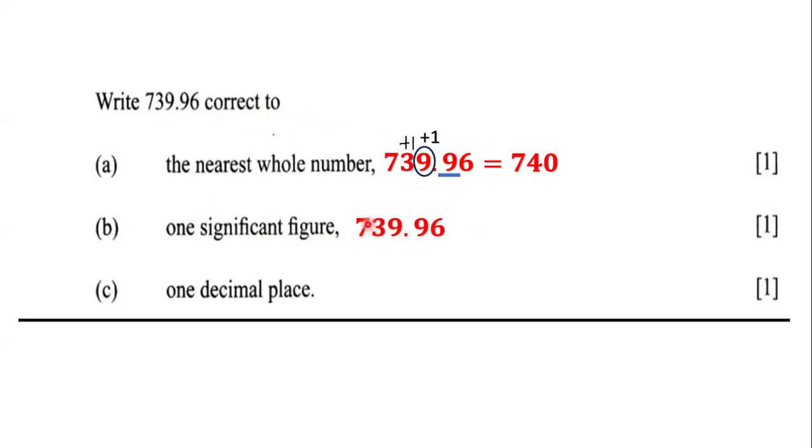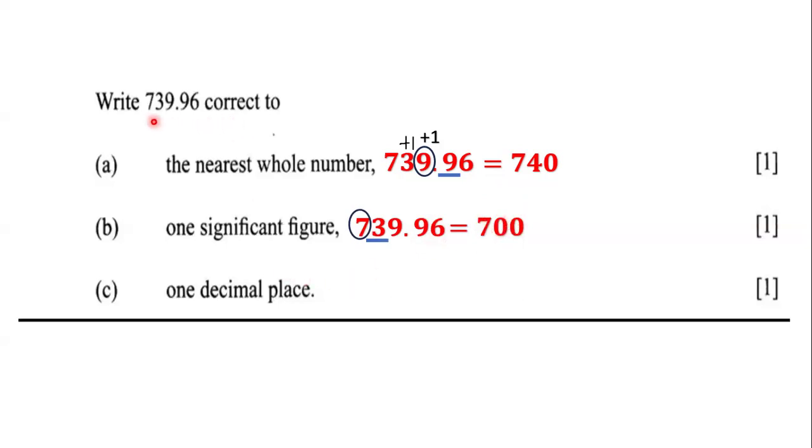Now, 7 is the first significant figure, 3 is the second significant figure, 9 is the third significant figure, 9 is the fourth significant figure, and this is the fifth. But 7 is the first significant figure, so we're going to circle 7. Next, we underline 3. And since 3 is less than 5, we cannot round up. And so we're just left with 7. And this 3 turns into a 0, the 9 turns into a 0, and we drop off, or eliminate, 9, 6 at the back. And so we just have 700.